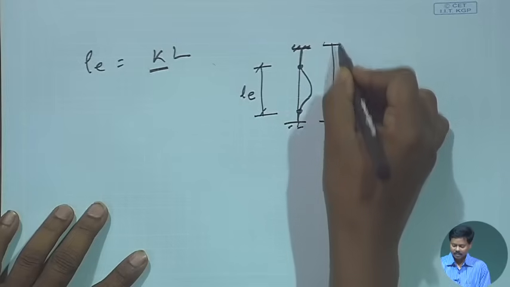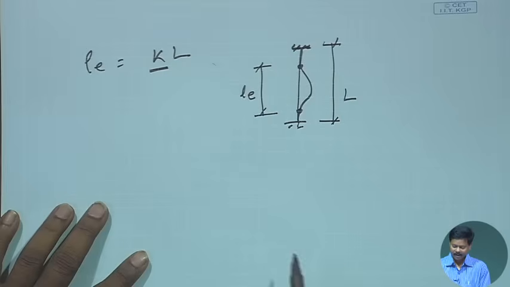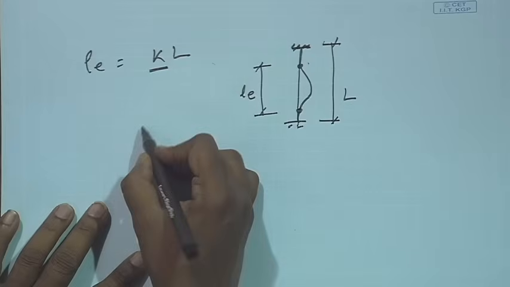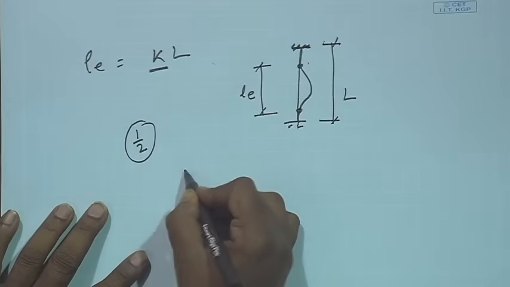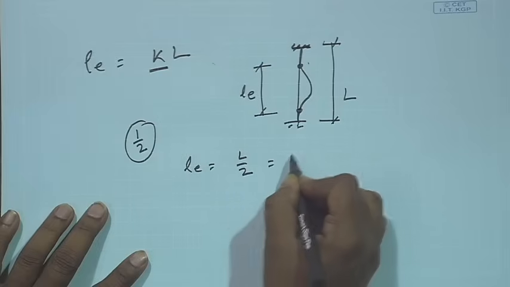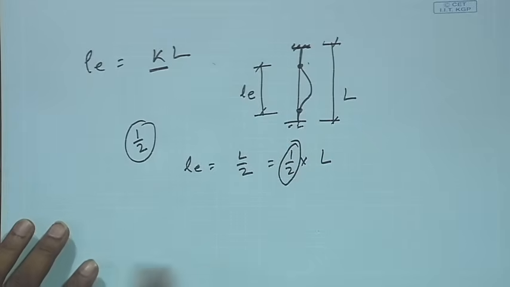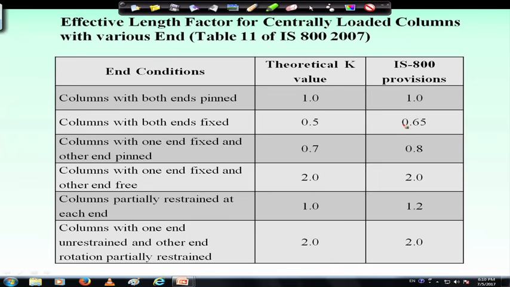where capital L is the total length of the member, right. So, what will be the value of K? Here theoretically we get the K value as half, that means LE is equal to L by 2, that means 1 by 2 into L. So, this is half. However, in the IS code this is considered as 0.65, because it will not be perfectly fixed and it will not be perfectly 0.5. Theoretically, though we are getting 0.5, we are going to consider 0.65 with a certain conservative factor of safety, right.